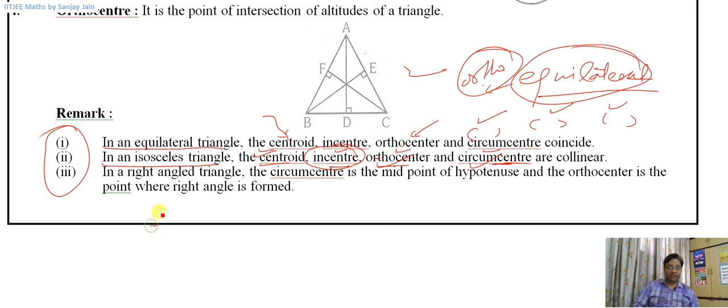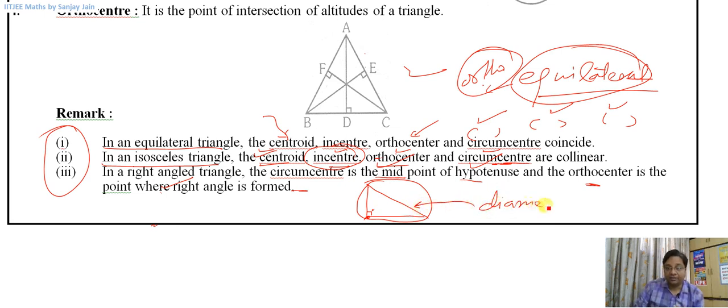Now in a right angled triangle, the circumcenter is the midpoint of the hypotenuse and the orthocenter is the point where the right angle is formed. For example, let us say I take a right angle triangle, then this angle is 90 degrees, right? So if I draw a circumcenter, a circle passing through the three vertices, this angle is 90 degrees, so it has to be the angle in a semicircle. So the hypotenuse of the right triangle has to be the diameter. So what will be the center of this circle? It should be the midpoint of this hypotenuse.